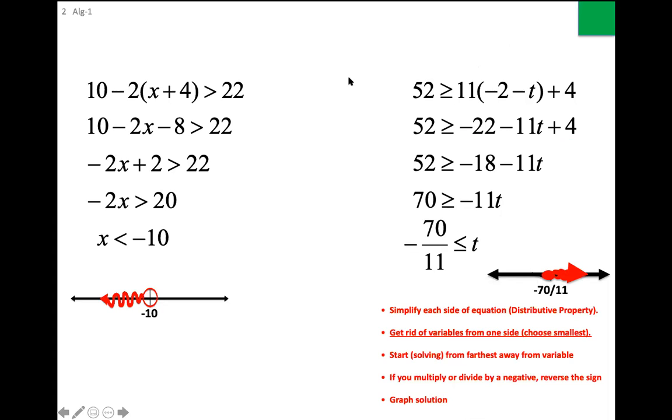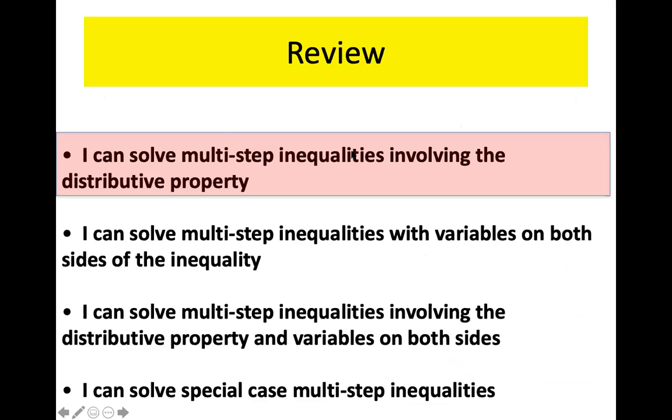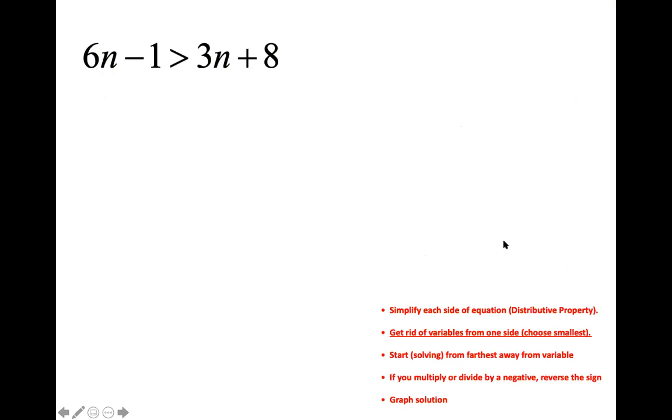All right, questions on either one of those? Okay. Well, that's one of 3. The only difference is now we're going to have variables on both sides. Look, I got variables on the left side and the right side. So there is no distributive property here, so I don't need to do that, but I do need to get the variables on one side.